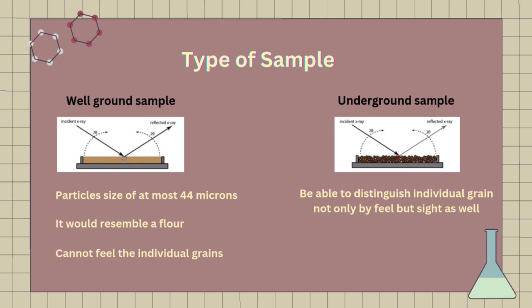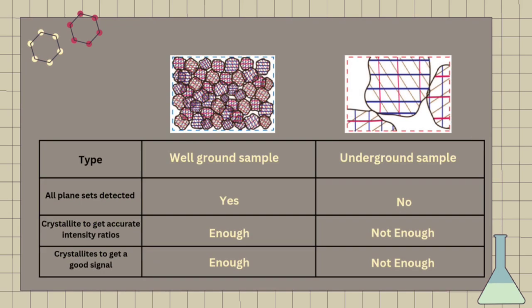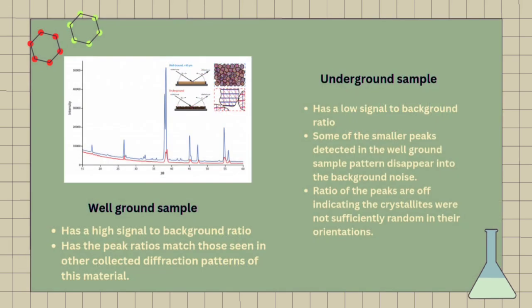For well-ground sample, the particle size is at most 44 microns. While for underground sample, it is possible to distinguish individual grains not only by feel but by sight as well. This table shows the contrast between well-ground sample and underground sample. A well-ground sample has a high signal-to-background ratio, ensuring clear peak detection. In contrast, an underground sample has a low signal-to-background ratio.